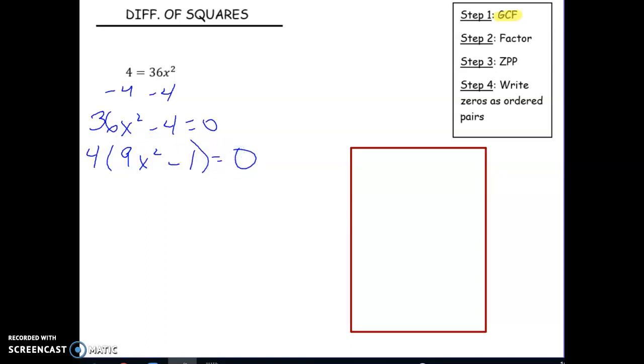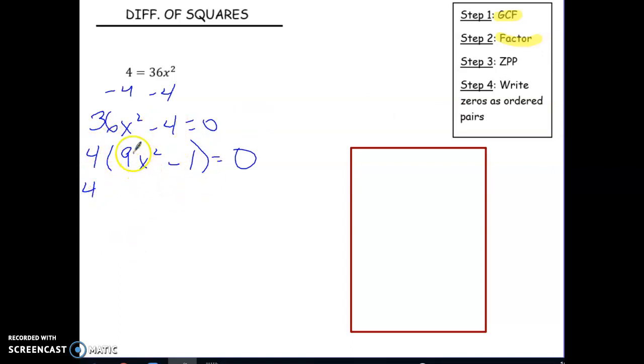All right, and then I'm going to factor what I have here in the parentheses after I have done my GCF. Now remember, we've been practicing this. This 4 that's on the outside, it just comes down. It doesn't affect what I have right here.